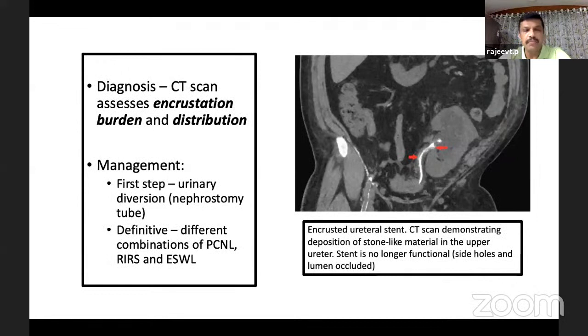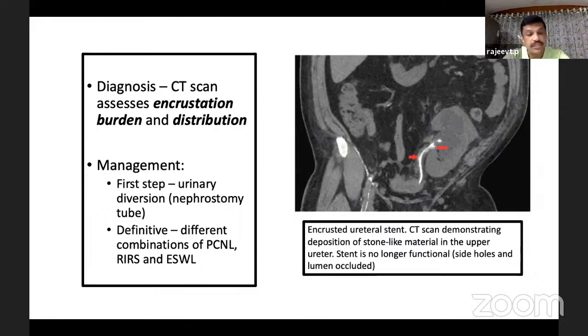Now, it is diagnosed usually by CT scan, which can assess the burden of encrustation as well as its distribution, whether it is in its entirety, whether it is in the lower end, whether there is a big stone formation, and other details. So management, first step, one should go for a urinary diversion, usually in the form of placement of a nephrostomy tube. But later on, one has to advocate definitive treatment.